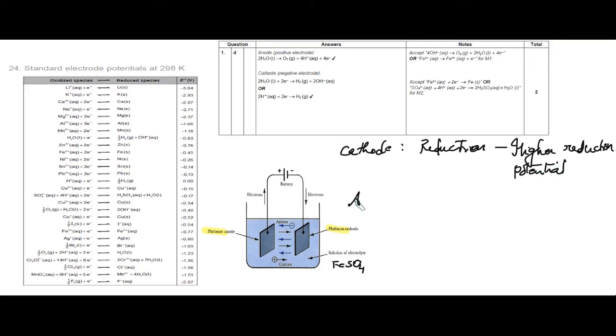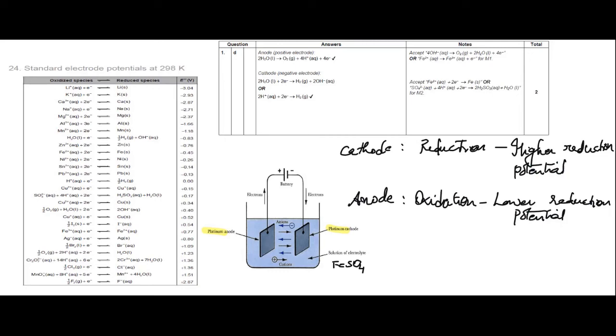At the same time, at the anode, oxidation will be happening. And as far as oxidation is concerned, the particles with lower reduction potential value will be undergoing oxidation at the anode. Now let's see which can be the reactions that can happen at the cathode, or which can be the reactions that can happen at the anode.